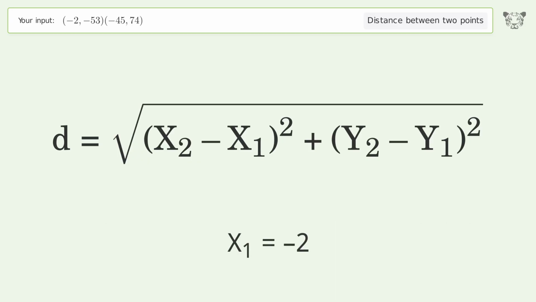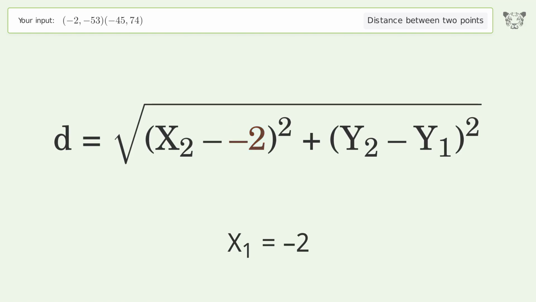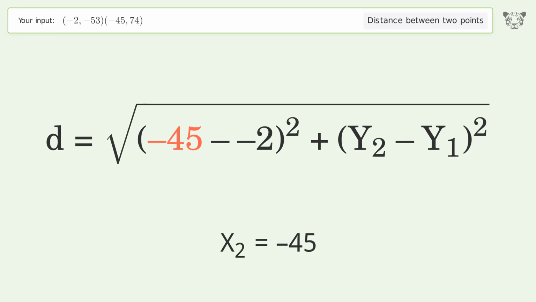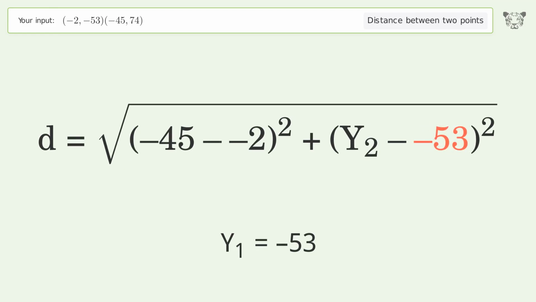x1 equals -2. x2 equals -45. y1 equals -53. y2 equals 74.